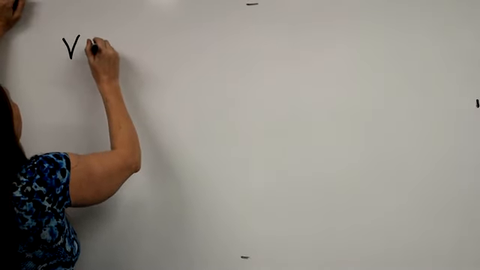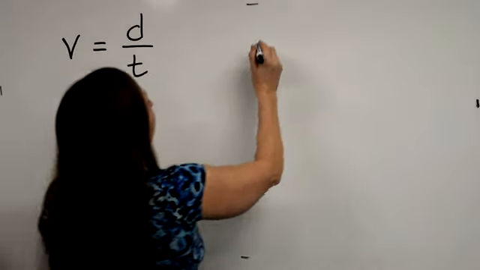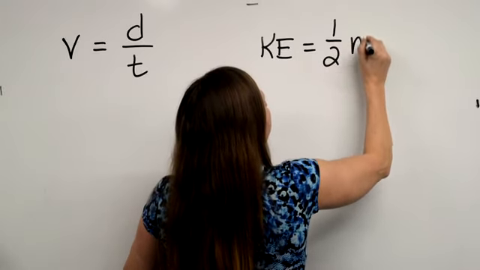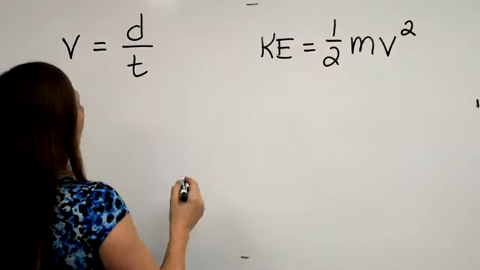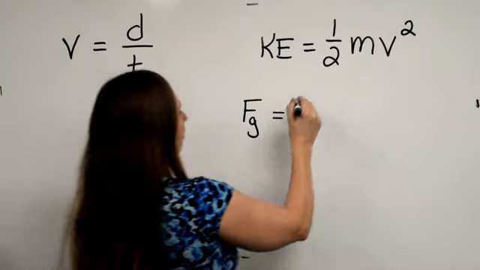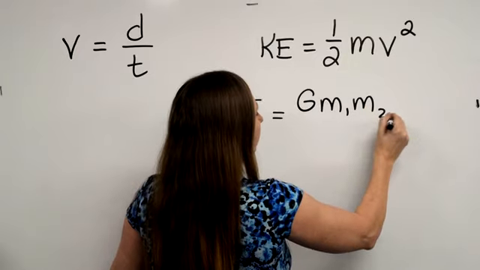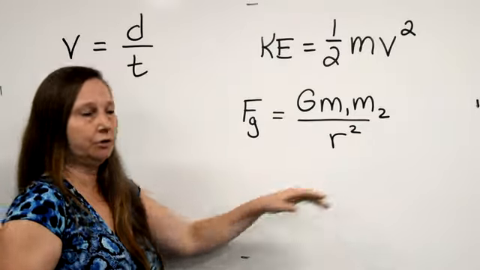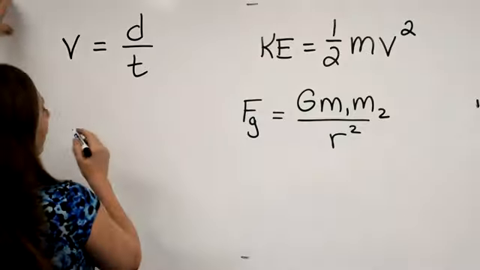Speed is equal to distance divided by time. Kinetic energy is equal to 1/2 times the mass of the object times the object's velocity squared. The gravitational force is equal to the universal gravitational constant times the mass of one object times the mass of the other object divided by r, the distance between those objects, squared. Again, don't worry yet. We're just writing some equations up on the board.